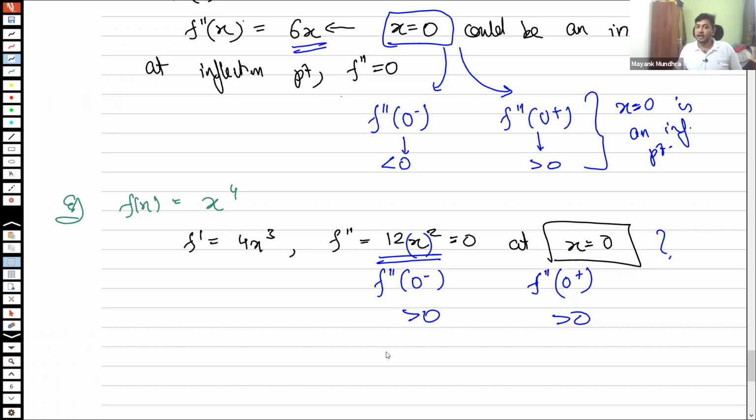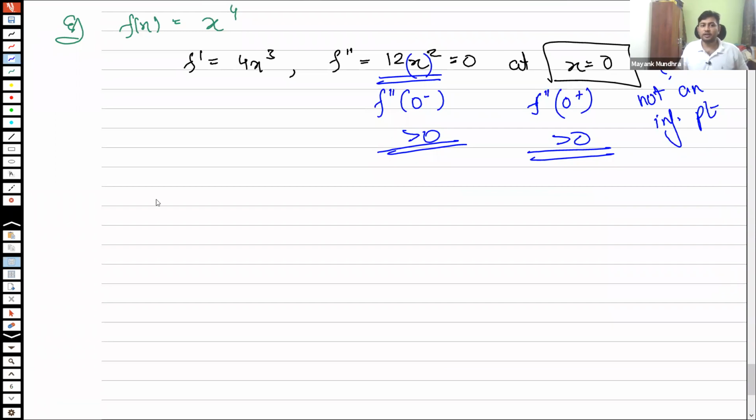So f double prime is not changing its sign around 0. So the curve is always convex actually. It's never becoming concave then convex or vice versa. It is convex here, it is convex here, so it is convex throughout. So this is not an inflection point.